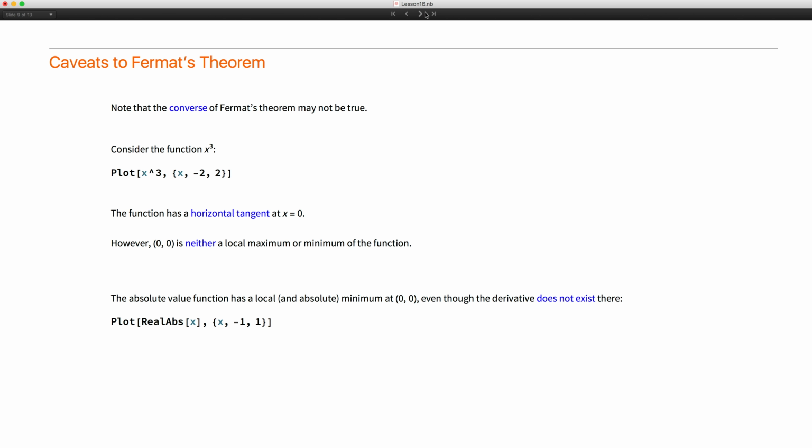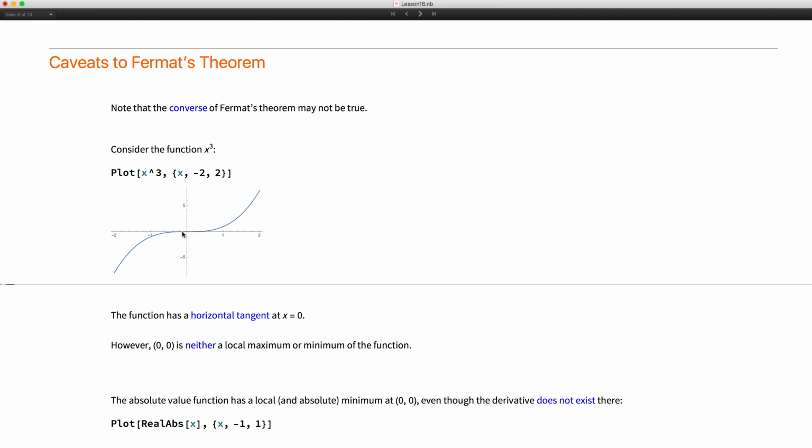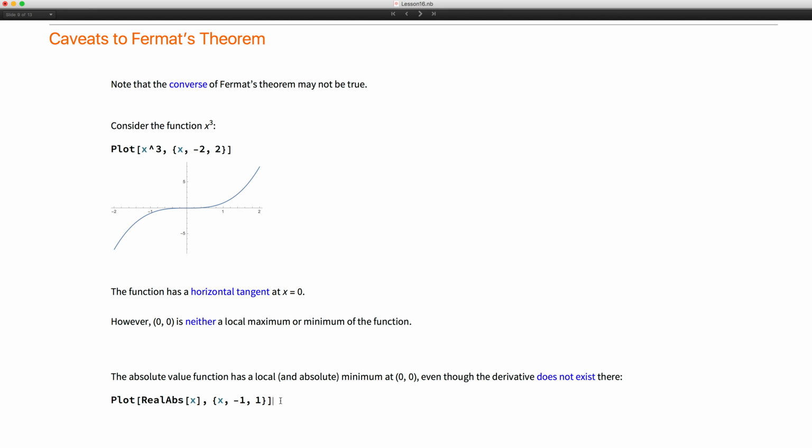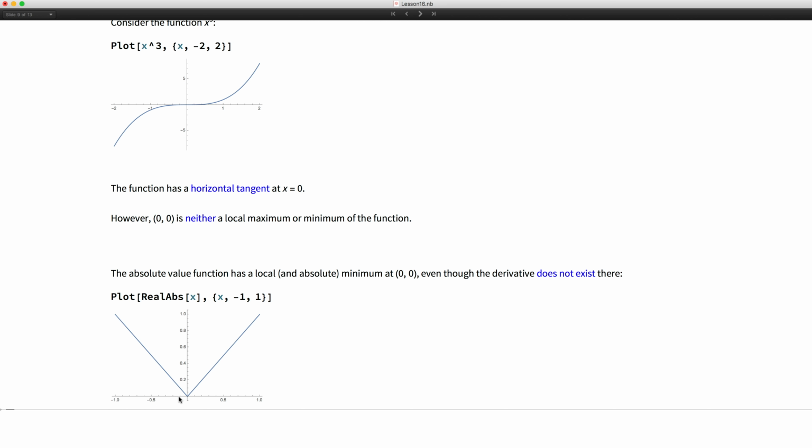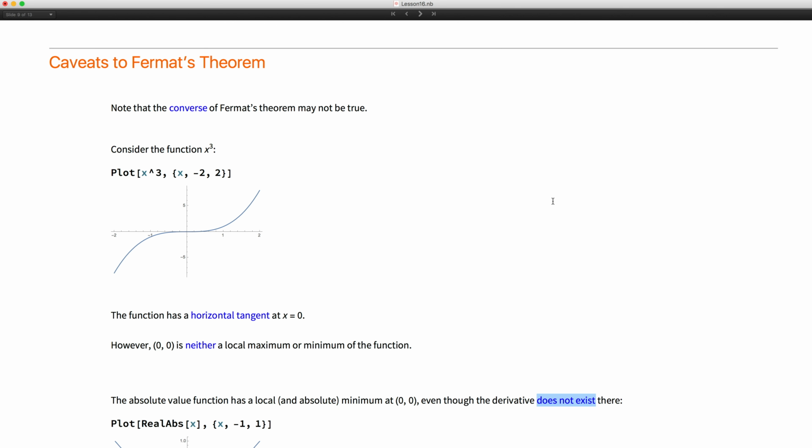Okay, so there are a few things to remember about Fermat's theorem: the converse is not true, and it's not true in a few ways. So for example, you have a function over here, the cube function, and clearly you have a horizontal tangent over here. The derivative is 0, and yet there are no maxima or minima. So the theorem merely says that if you have a maximum or minimum, then the derivative must be 0. And here's another example, which is the absolute value function, where you do have a minimum, but the derivative does not exist at that point. So Fermat's theorem must be used with caution, but it in fact is a very powerful theorem.